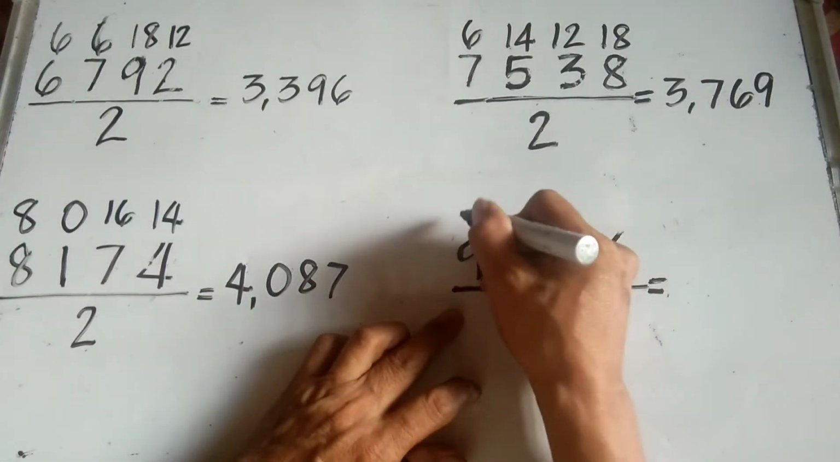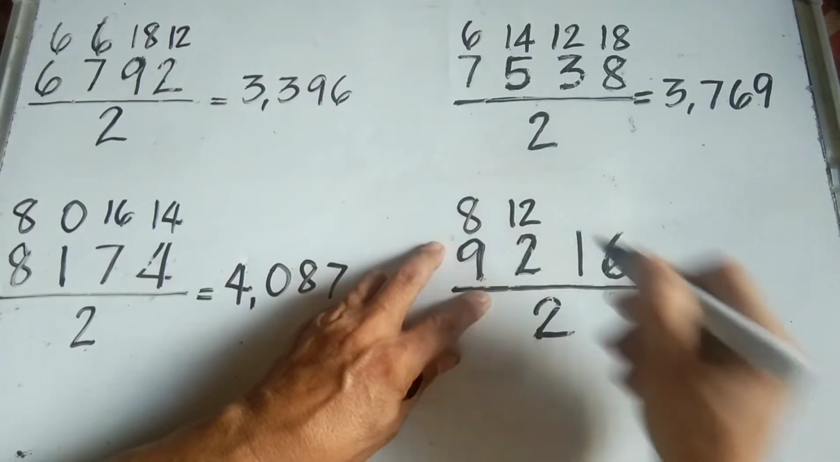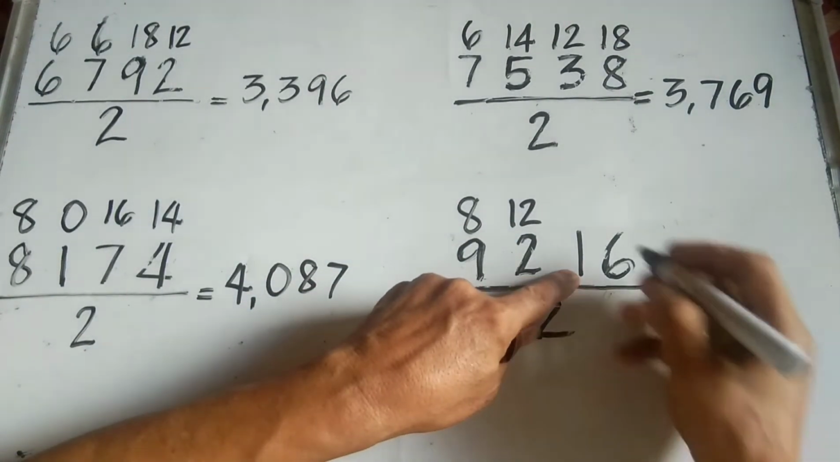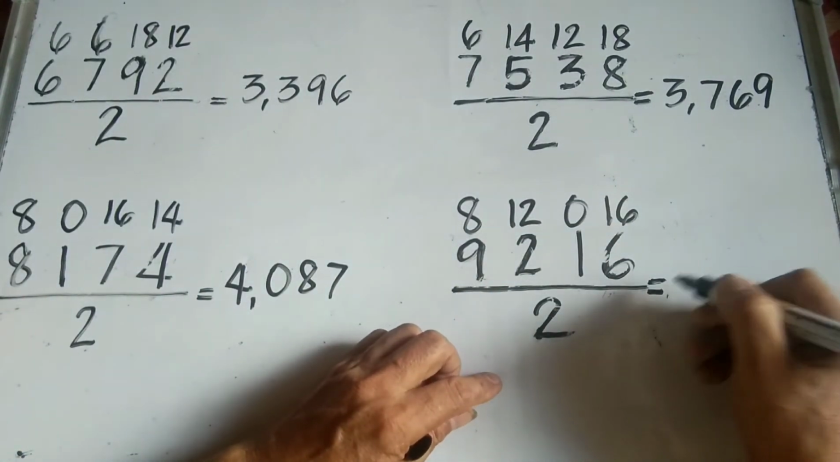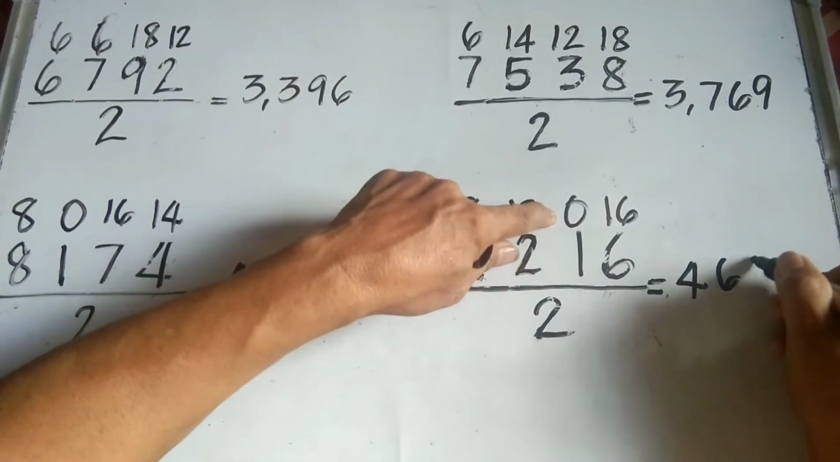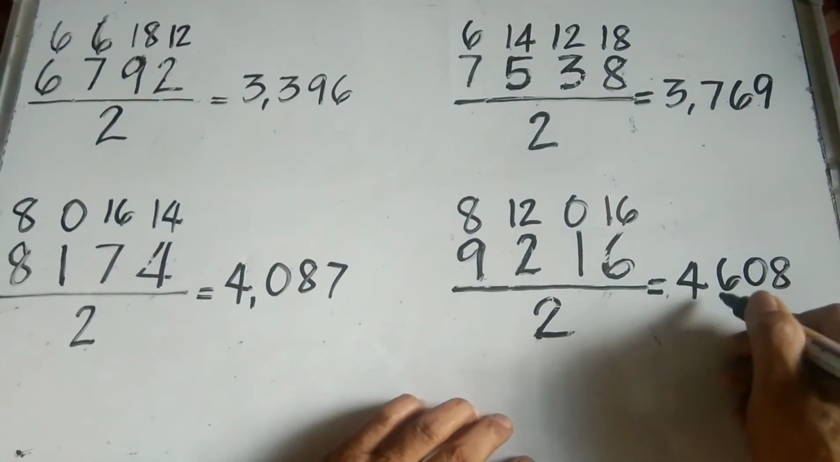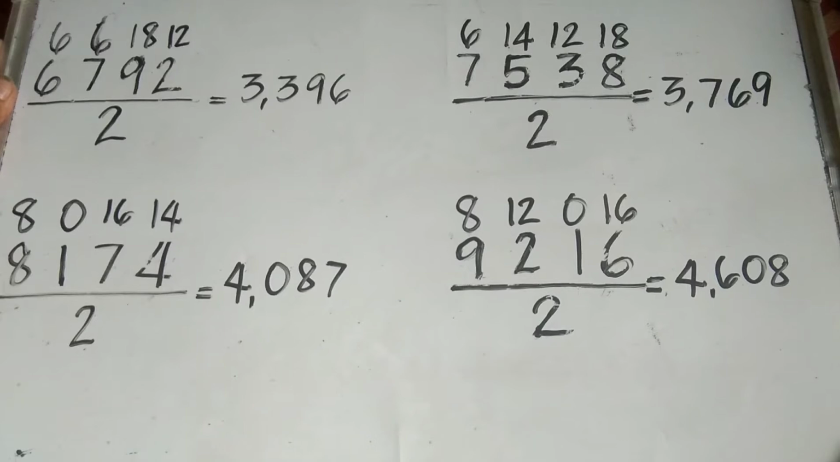Okay, next. Not divisible. Lower it down. 1 is the remainder. Carry it to the next digit. So, 1 cannot be divided. So, we have 0. Carry it to the next digit. This becomes 16. Divisible now. 4, 6, 0, and 8. 4,608 is our quotient. Now, we do this by using shortcuts, but still we apply the rule of divisibility.